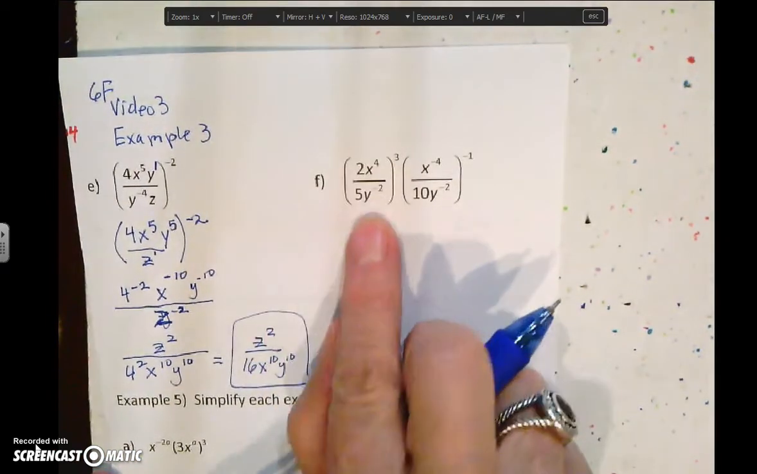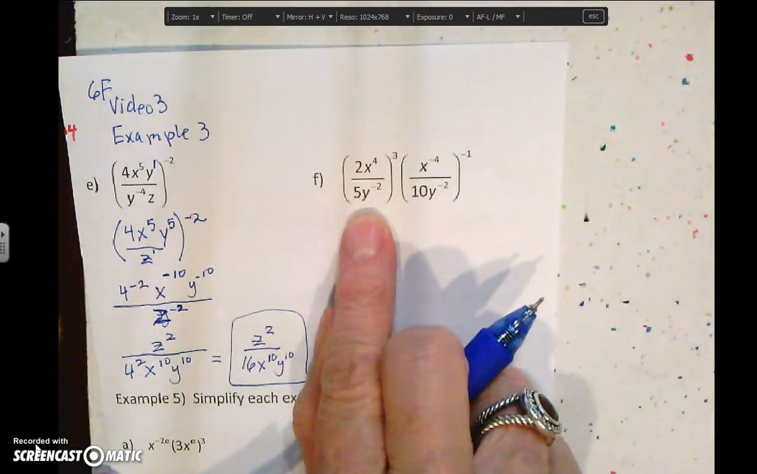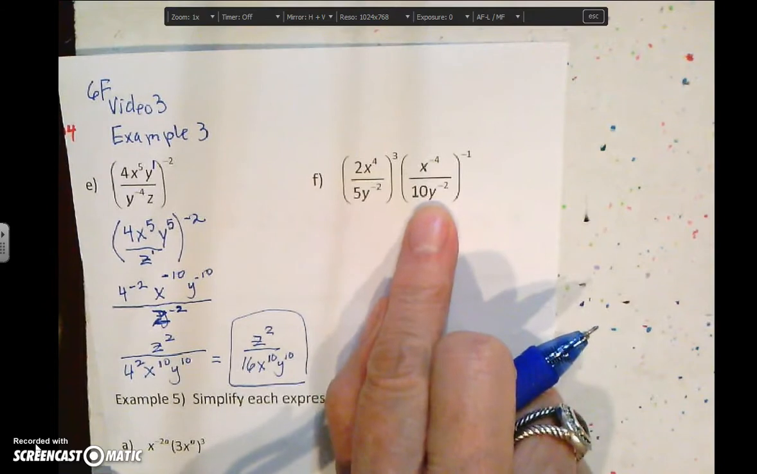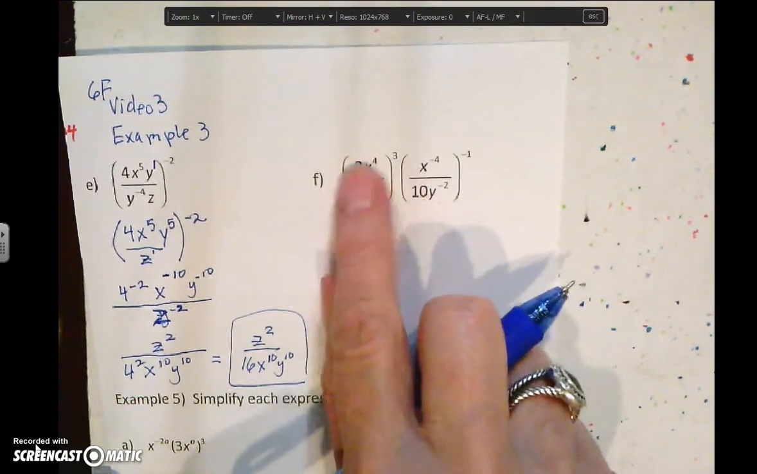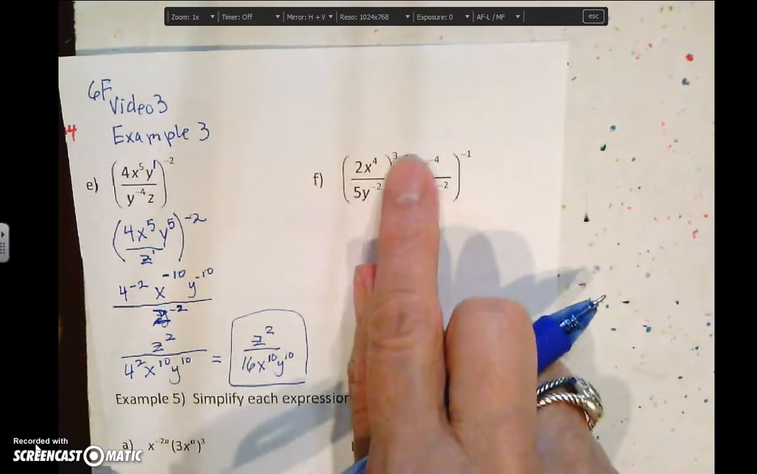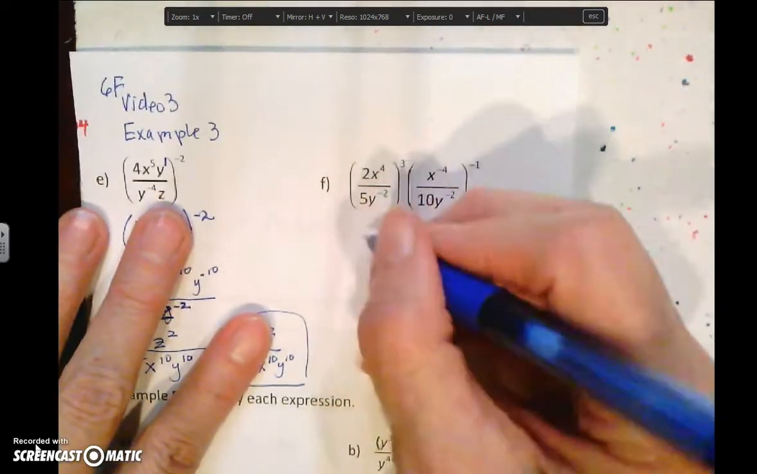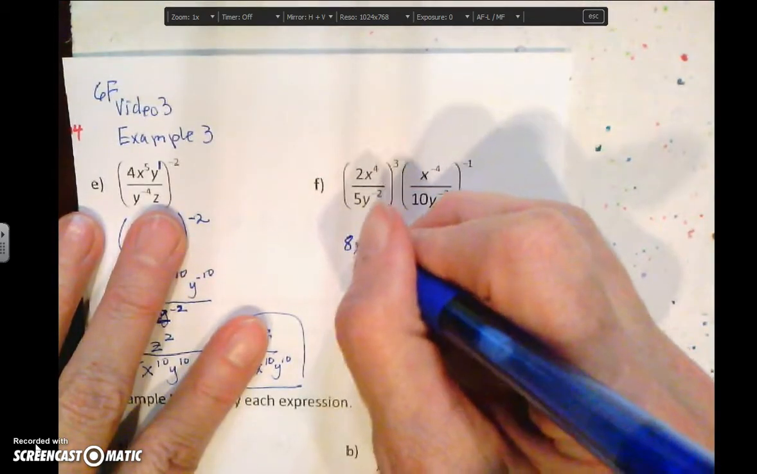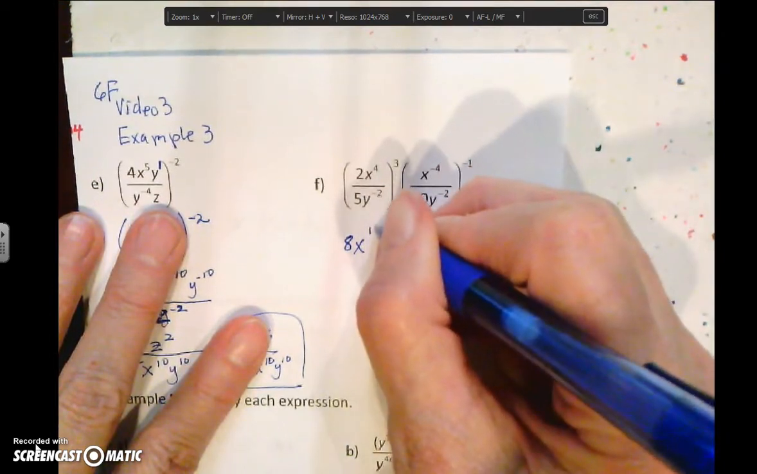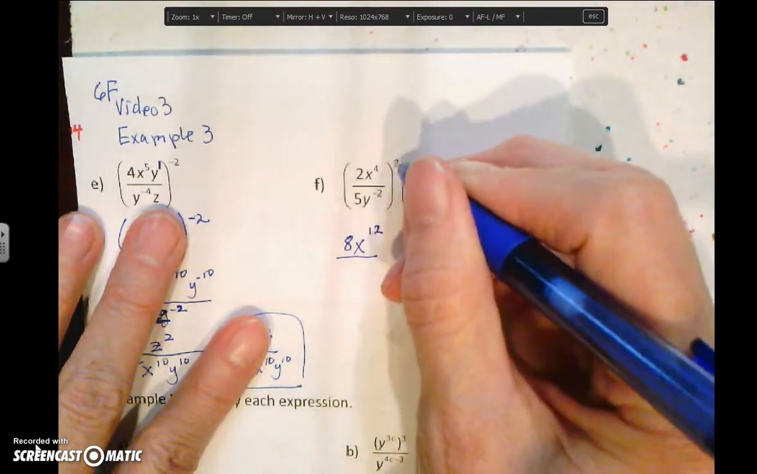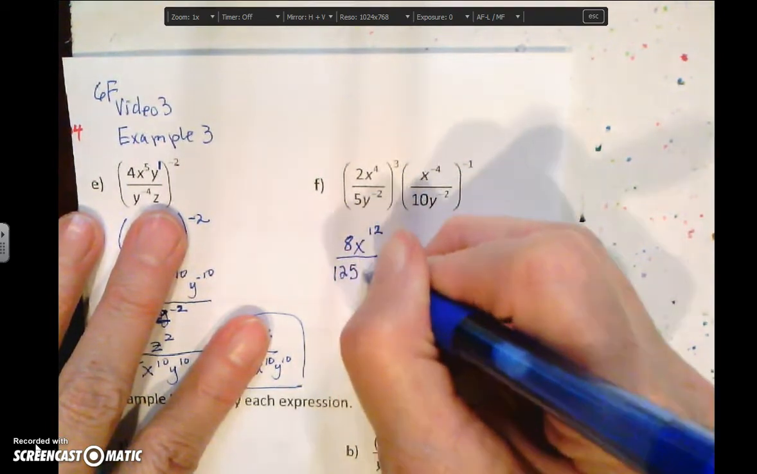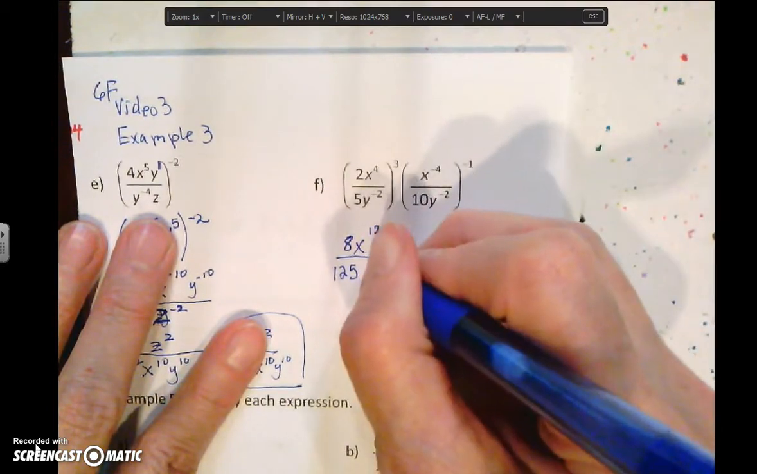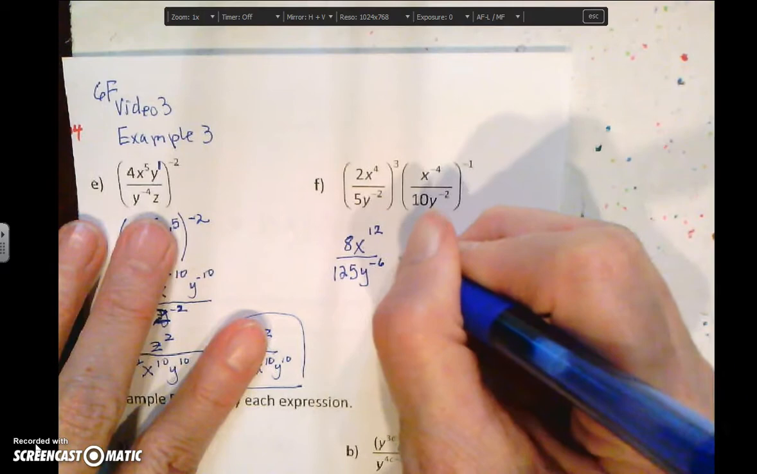On F, I'm going to take a look at this and see I can't simplify inside that fraction or inside that parentheses, also not here. So let's go ahead and just raise all the pieces of this to the 3rd power. And so I have 2 to the 3rd power, which is 8. X, I'm going to multiply 4 times 3 and get 12. 5 to the 3rd power is 125. And negative 2, a power to a power, I'll multiply those exponents and get y to the negative 6.